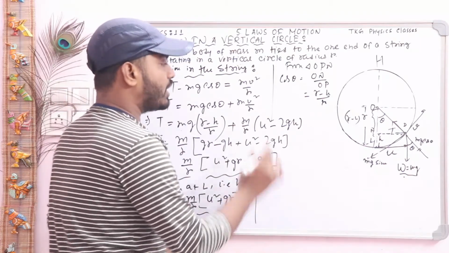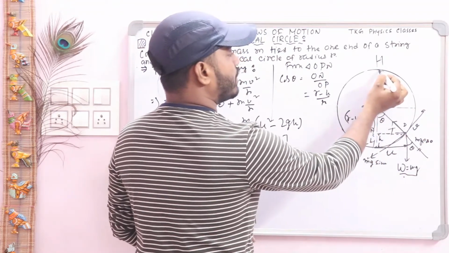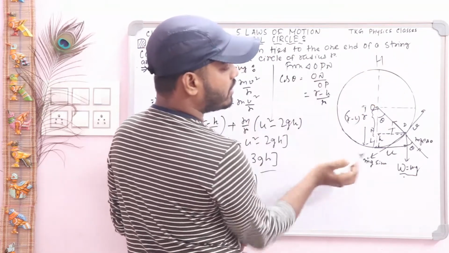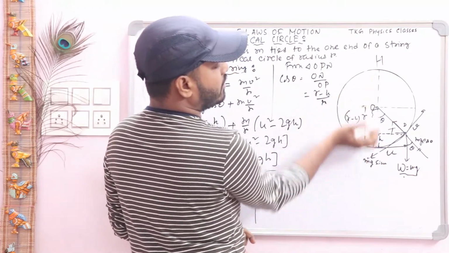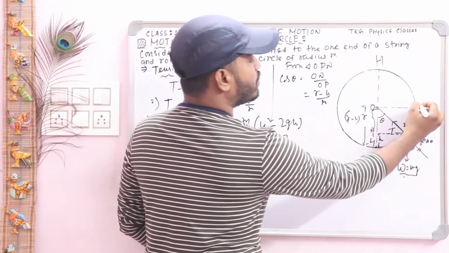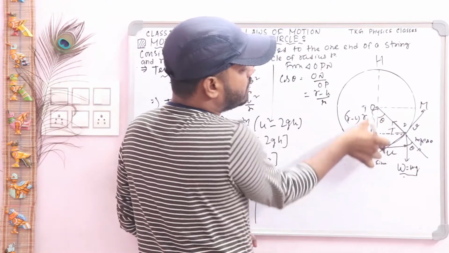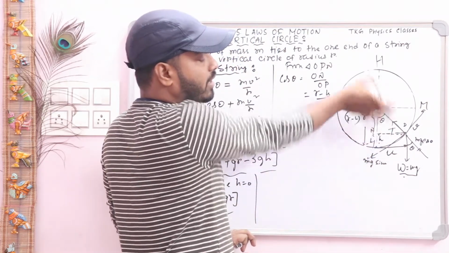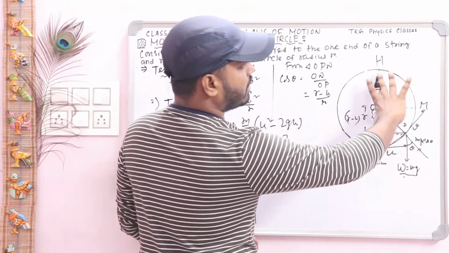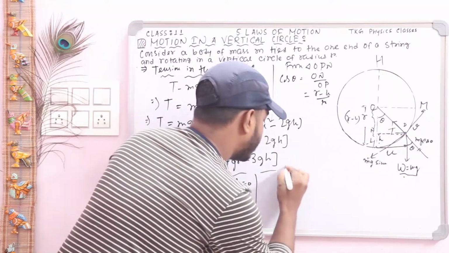Now write tension at the highest point. The body is moving this way, and this is the highest point. What is the value of h, the vertical height? When the body is at point M, the vertical height attained is R, the radius of the circle. When the body is at the highest point, the total height attained is the diameter, so this is R and this is R, that is h equal to 2R.